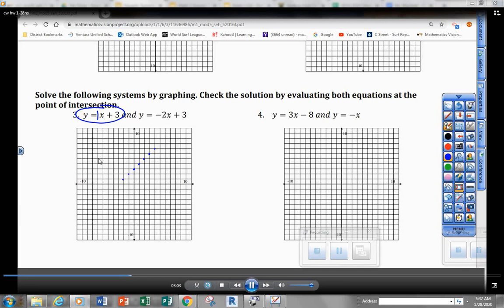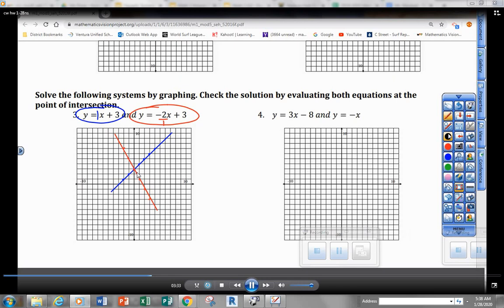Draw your line through. My second line has a y-intercept of 3, so I could see right away that's their intersecting point, and has a slope of negative 2 over 1: over 1, down 2, over 1, down 2. Draw a line through. I could clearly see that that point is (0, 3), where they intersect.